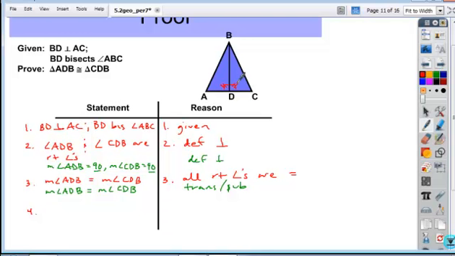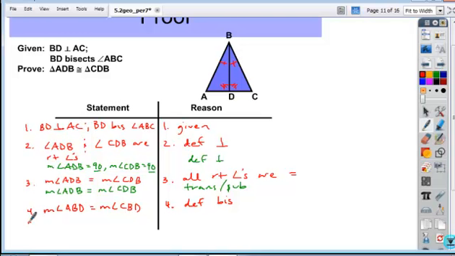Let's move to the other piece of information that was given, and that is that BD bisects angle ABC. So again, what that means is that it cuts this angle into two equal parts. So we can claim that those individual parts are equal. So that's definition of bisect. So now we have two pair of angles, so we need any other side. So any sides that we can show are congruent between the two triangles, and we're done.